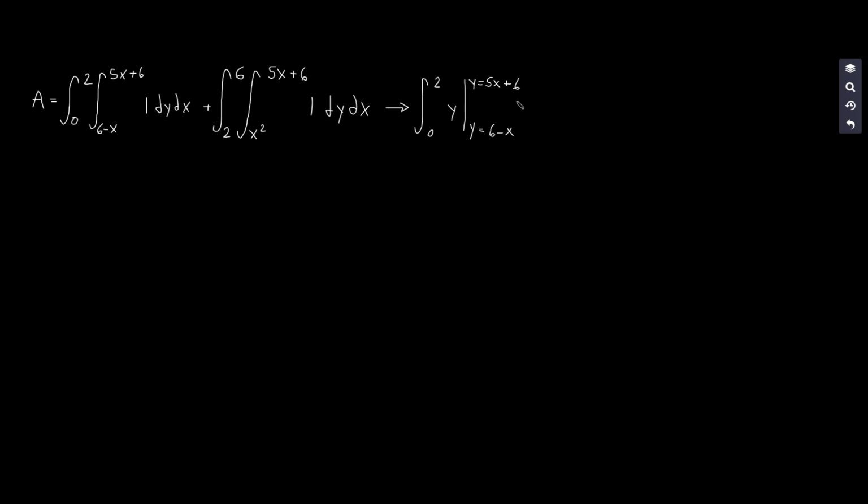And then it's dx, integration with respect to x, plus this next integral, which is going to be from 2 to 6. It's the same situation. There's a 1 on the inside. Let me just say that this is going to be y. In the evaluation bar, the lower limit is y equals x squared, and the upper limit is y equals 5x plus 6. And this is integration with respect to x.